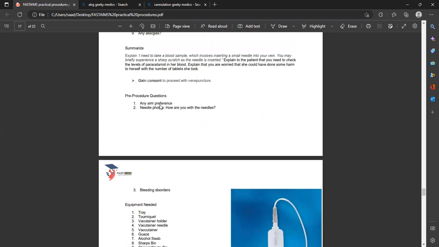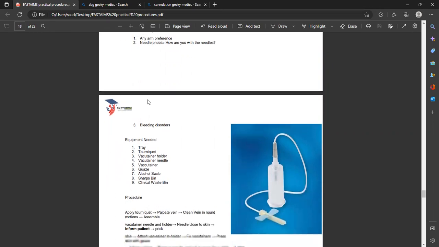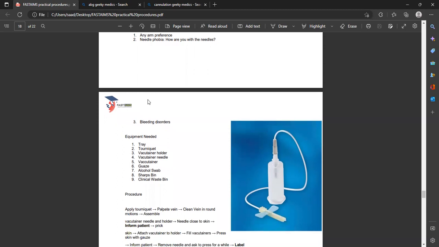Okay, so now you have explained what you're going to do and what we are going to look into in the bloods. Now take consent. Can I proceed? Without consent, you cannot do anything. So always take consent. Pre-procedure questions: do you have any arm preferences, needle phobias, or bleeding disorders? How are you with needles?